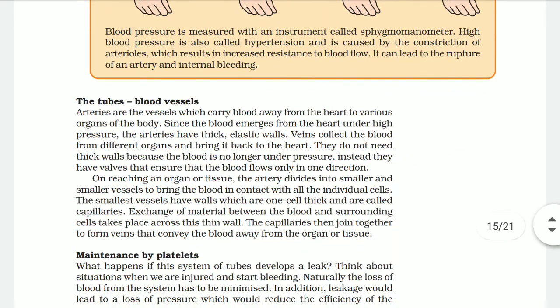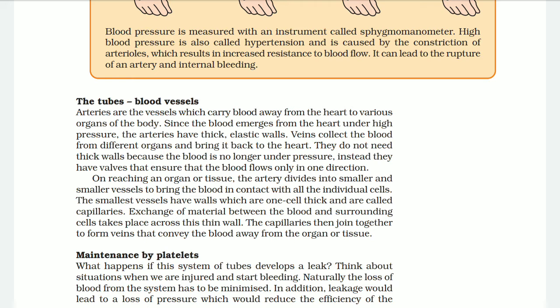The tubes or the blood vessels that carry our blood to and from the heart. So arteries are the vessels which carry the blood away from the heart to various organs of the body. Since the blood emerges from the heart under high pressure, the arteries have thick elastic walls.